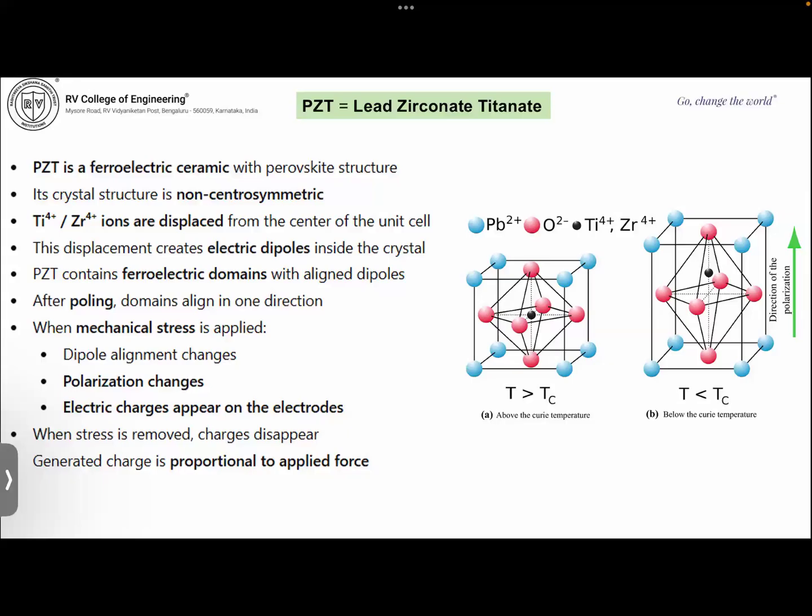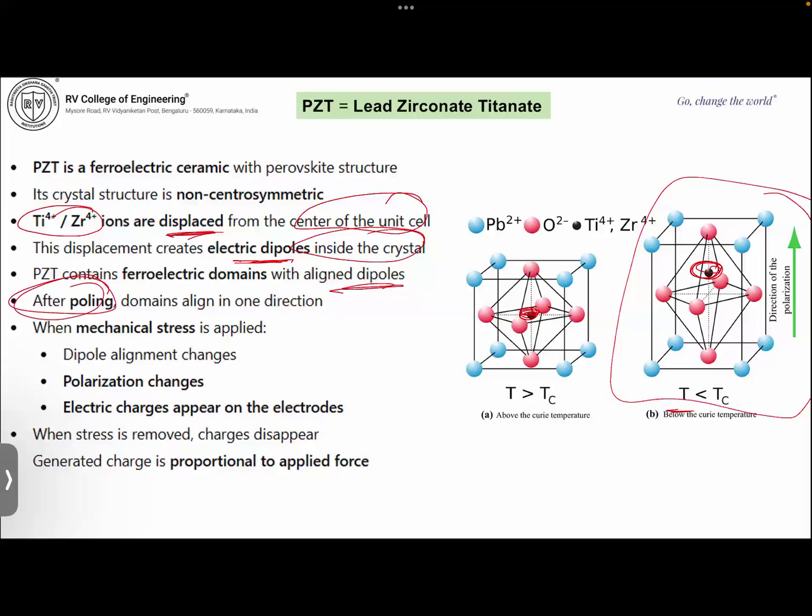Here, the titanium and zirconium ions are displaced from the center of the unit cell when pressure is applied. This displacement, you can see here it is in the center and here it is non-center. If you invert this structure, it will not be symmetrical, right? So this displacement of titanium and zirconium ions creates the electric dipoles inside the crystal. So PZT contains ferroelectric domains with aligned dipoles.